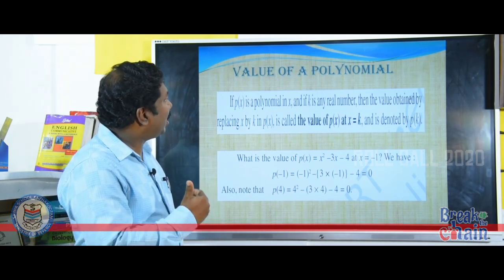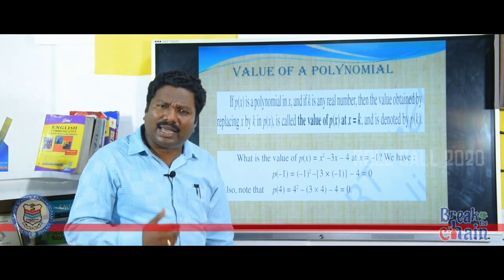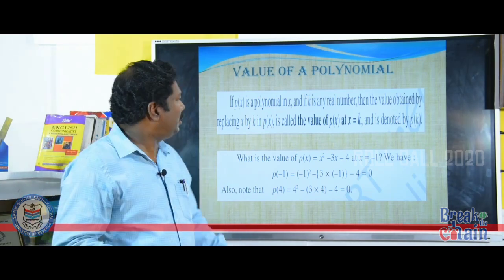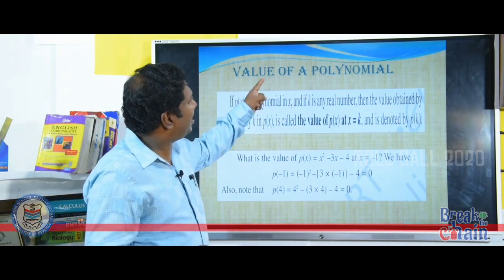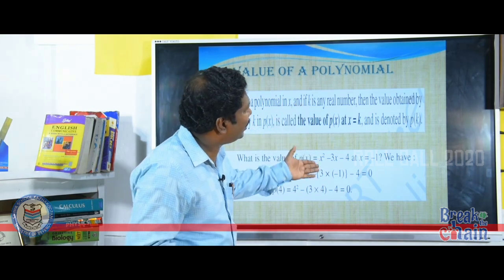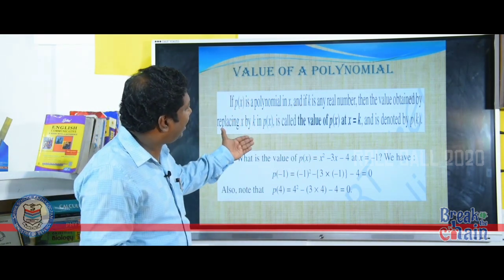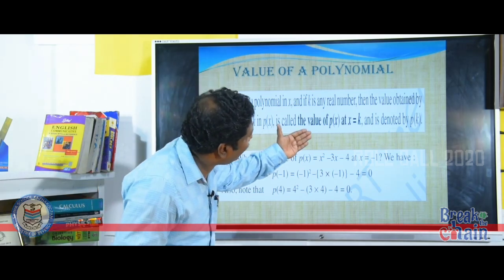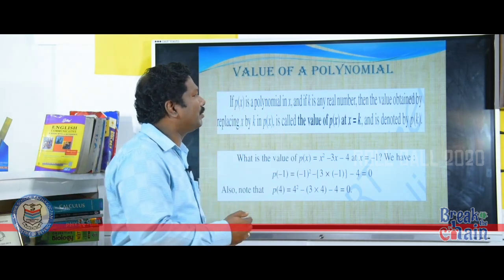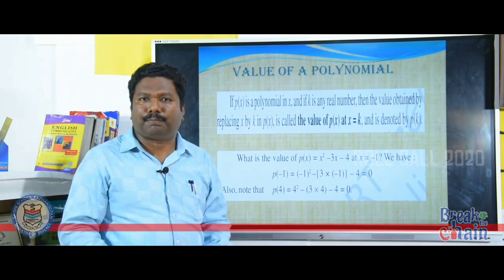Now, the new section: value of a polynomial. How will you find a polynomial's value? If p of x is a polynomial in x and k is any real number, the value obtained by replacing x by k in p of x is called the value of p of x at x equal to k, and is denoted by p of k.